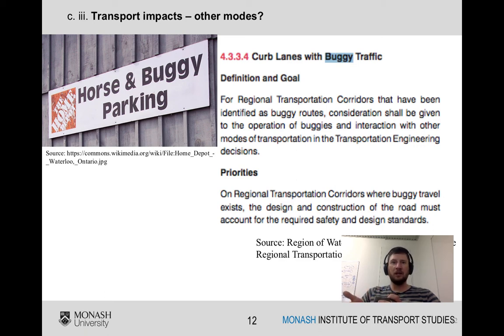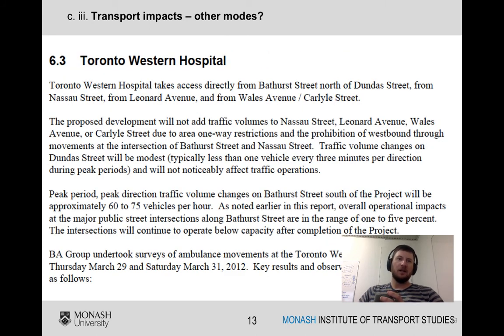And in the same way, when you think about putting in a new road to get to your development, you might need to have a specific design so that buggy traffic can be accommodated. There's all manner of things that you might have to think about, and it's always going to be very site specific.